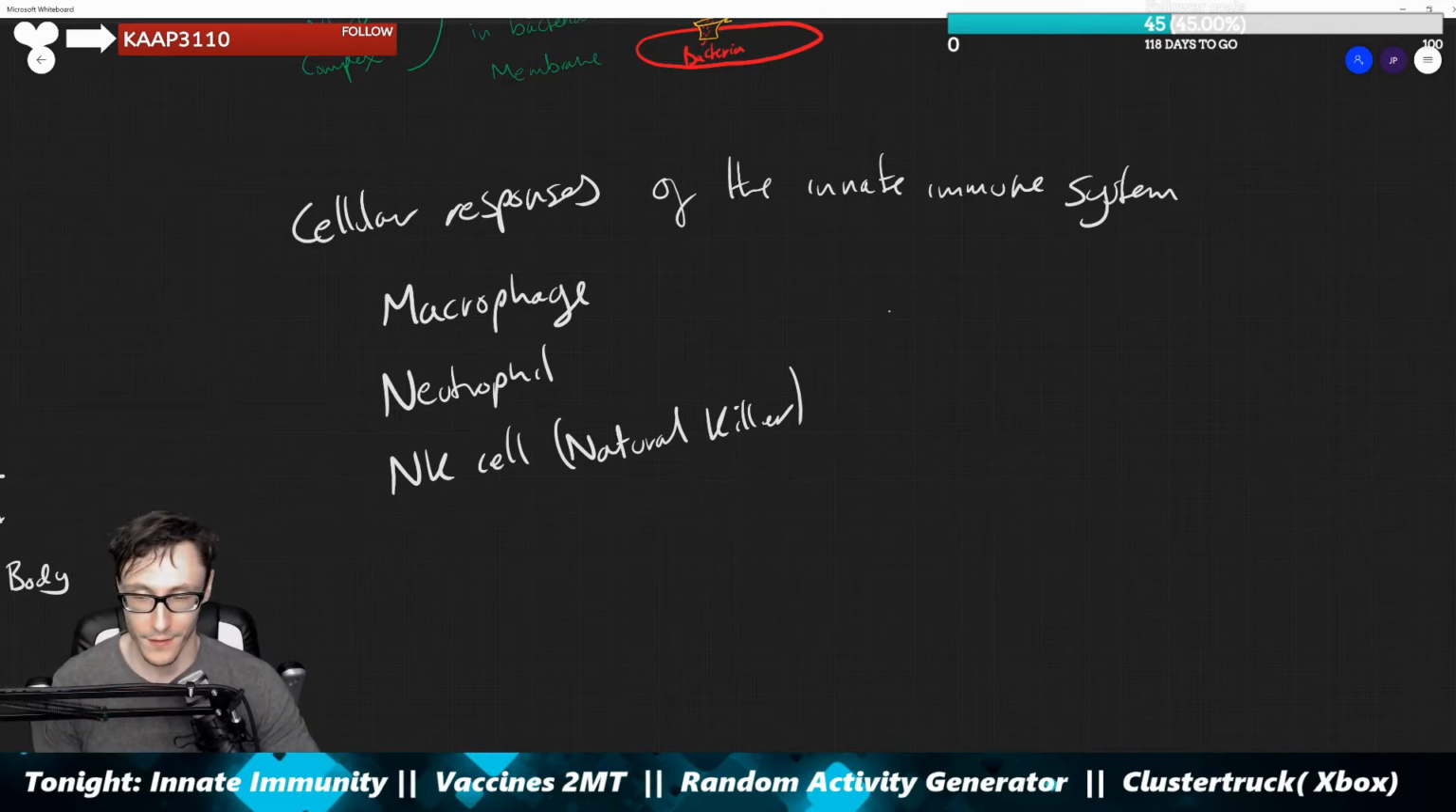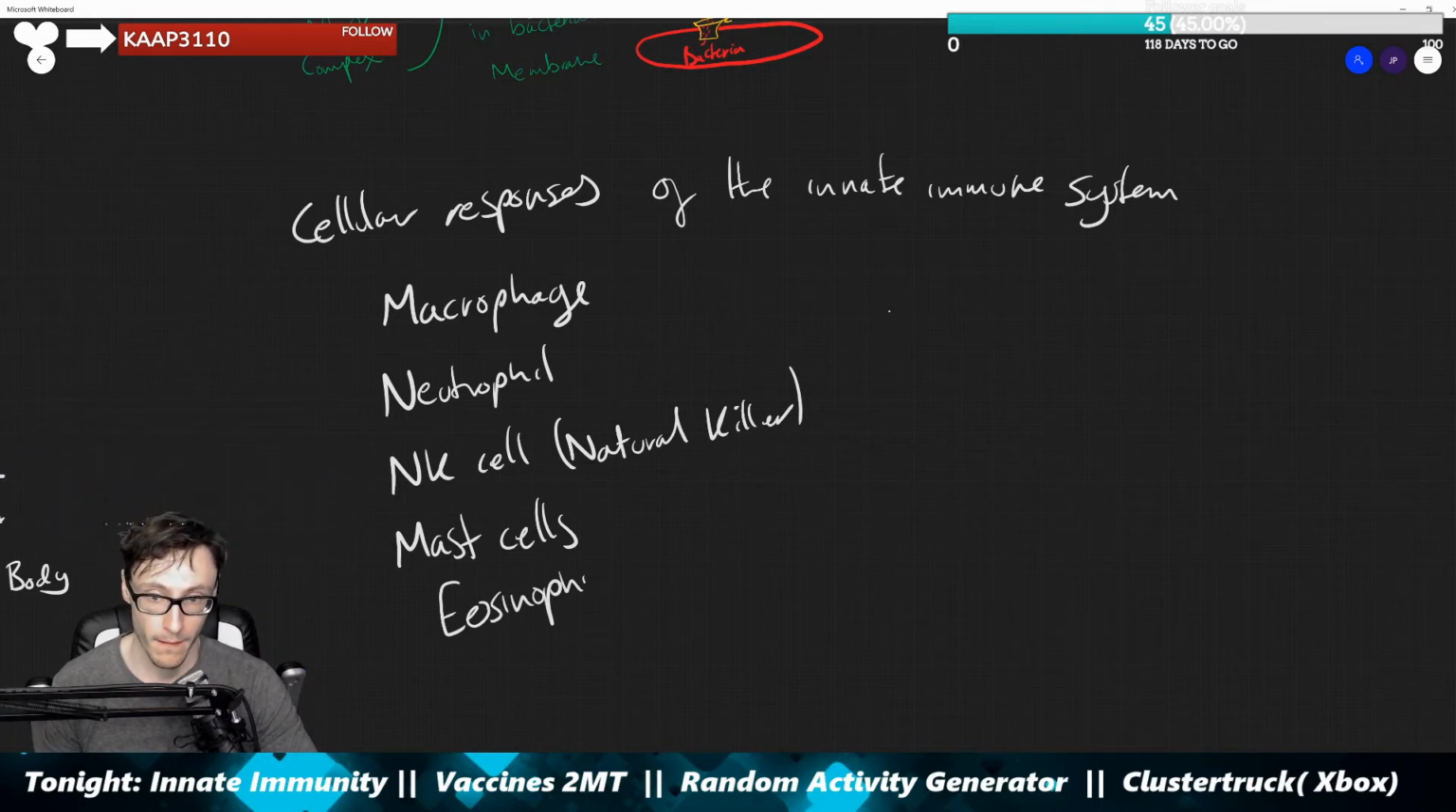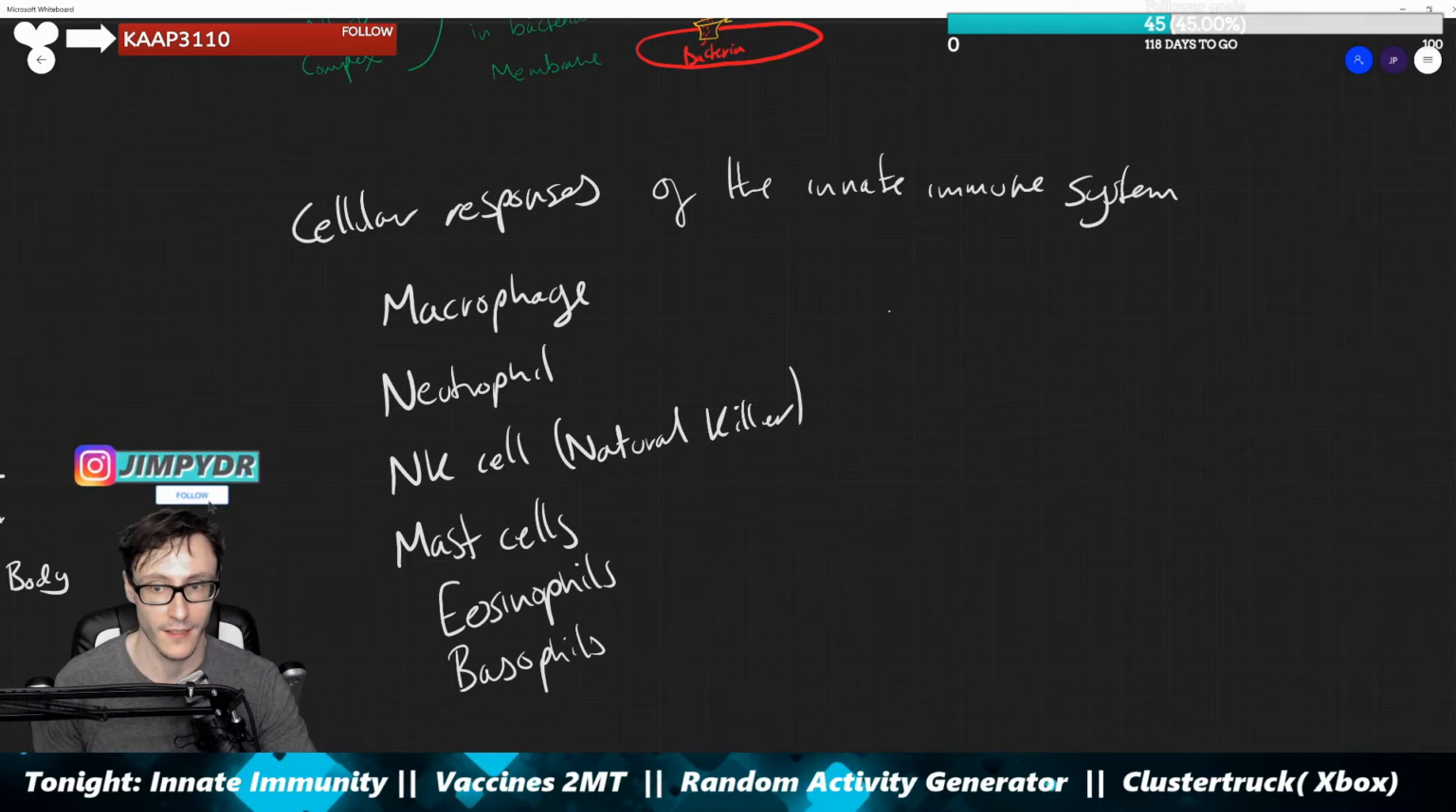We also have contributory roles from cells called mast cells. And lumbered in with these as well, which I'm not really going to speak about too much, you have things called eosinophils and basophils. But we're not going to talk about too much of those because their function is not, I wouldn't say, a major function of the innate immune system when you're comparing macrophages, neutrophils.